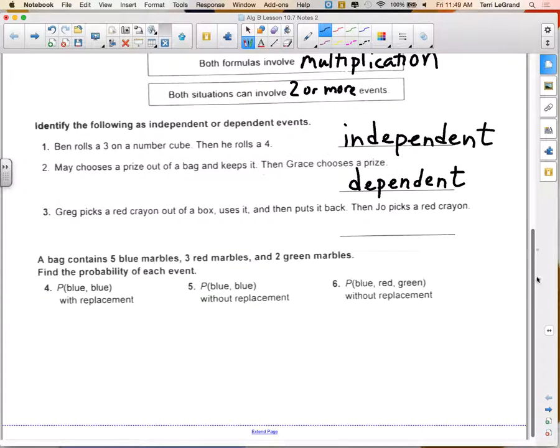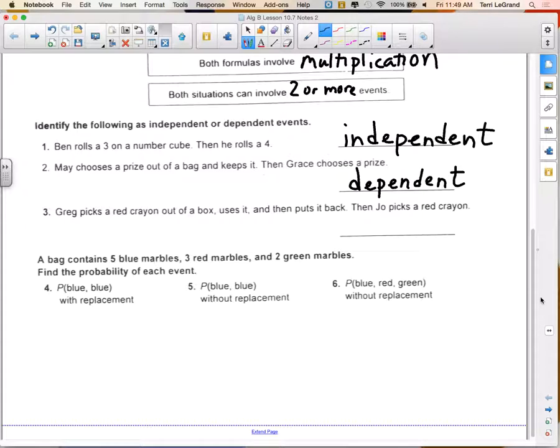Okay, Greg picks a red crayon out of a box, uses it, and then puts it back. Then Joe picks a red crayon. Independent or dependent? I want somebody, if you think it's independent, then you better give me justification for it. If you think it's dependent, give me justification for it, and then we'll decide. What do you think, Luan? Which one do you want to go with?